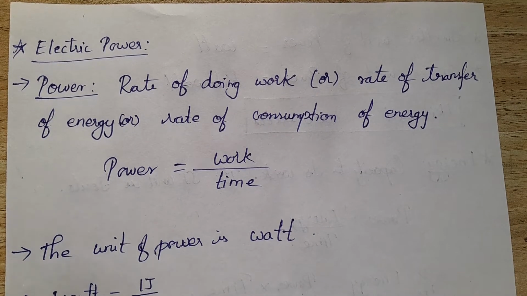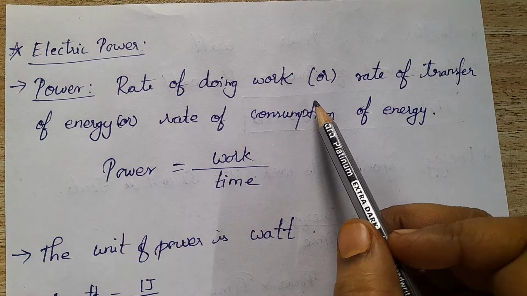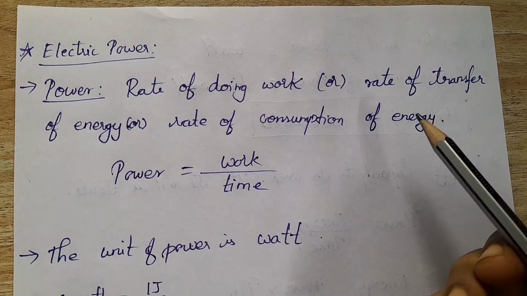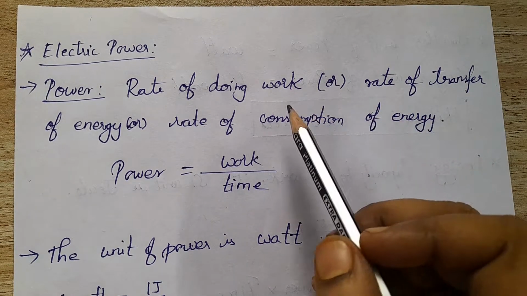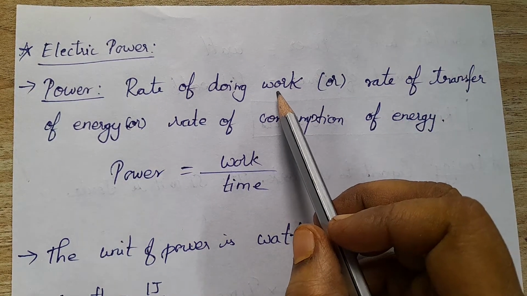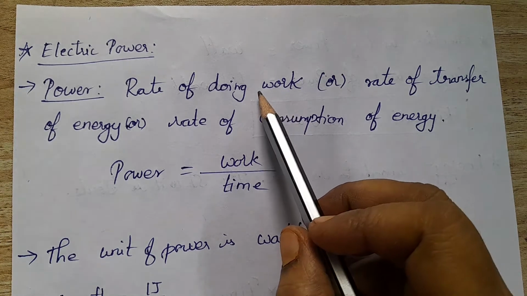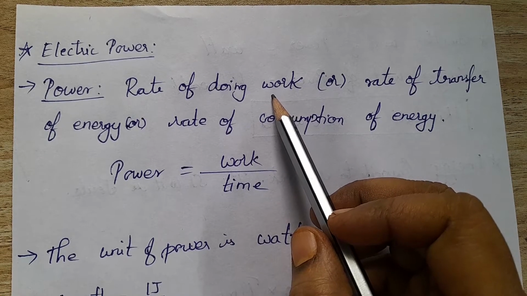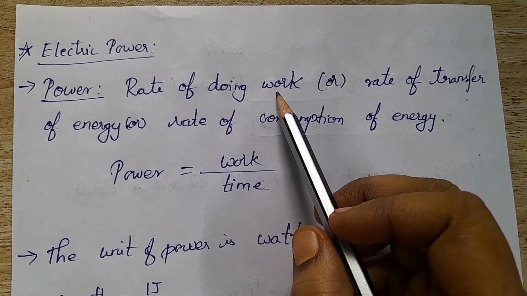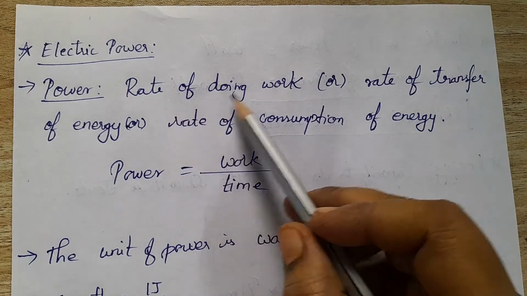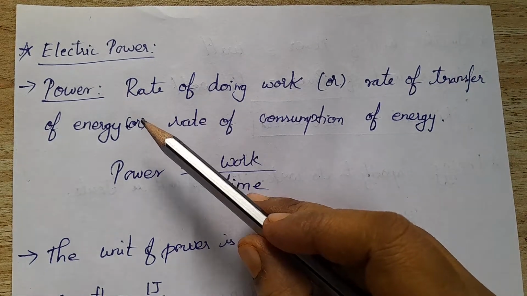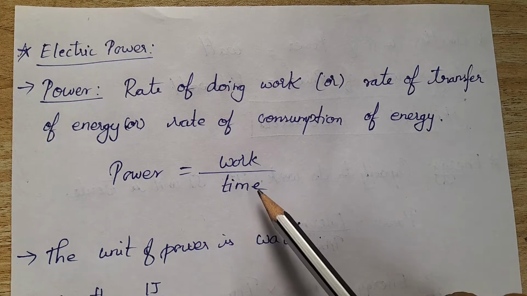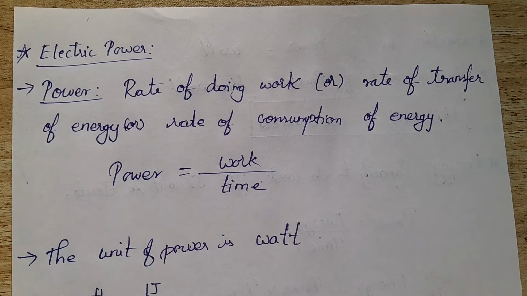Power means the rate of doing work, or rate of transfer of energy, or rate of consumption of energy. Energy means capacity to do work. At what rate it is done, whether in a very slow manner or fast, that rate of doing work is nothing but your power, right? So power is equal to work done divided by time taken. In a particular time, what is the work done? That is the power.